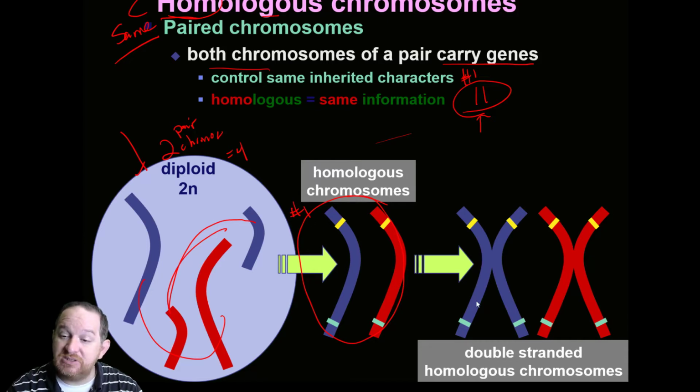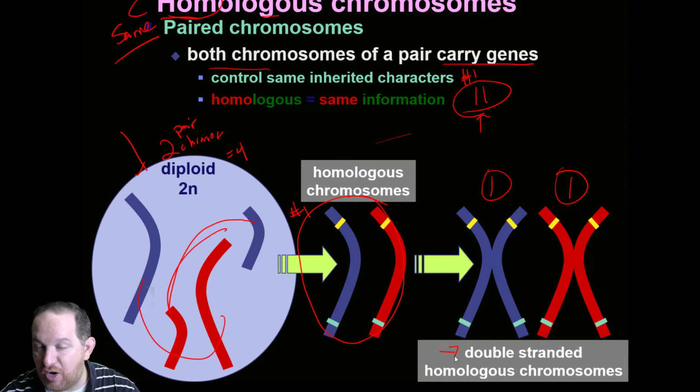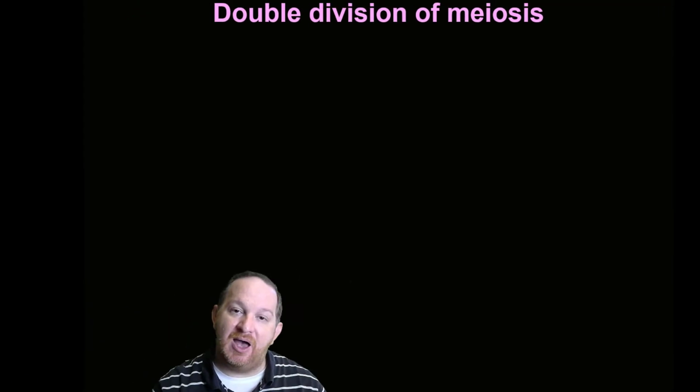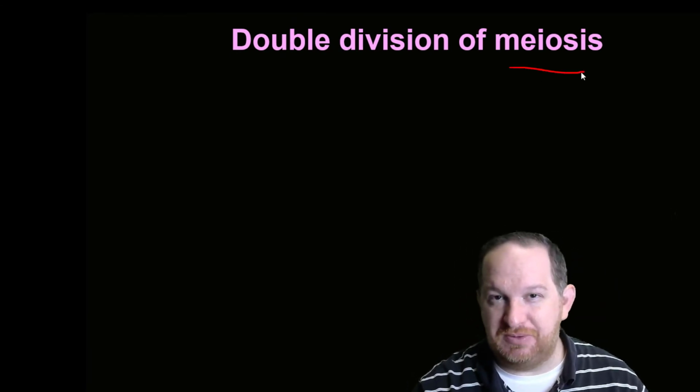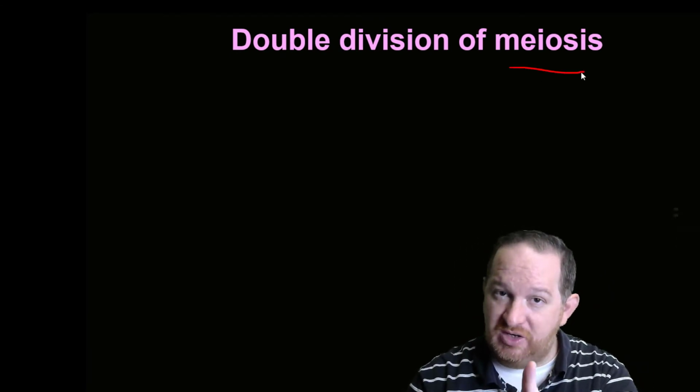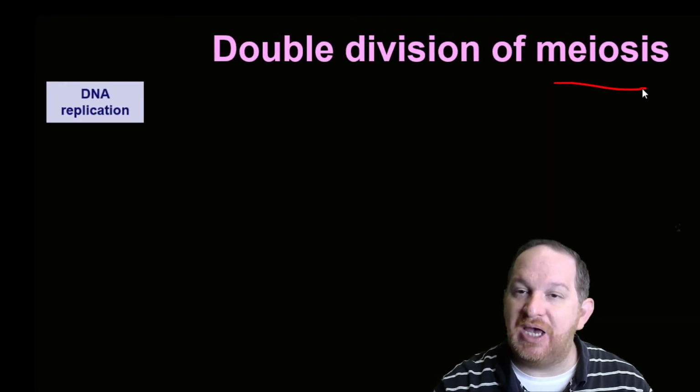Now, when those get ready for meiosis, what we'll see is those actually double. So we still have a pair. Here's one, and here's another number 1 chromosome. But they're going to duplicate, and we call this a double-stranded homologous pair of chromosomes. And you'll see that play out in meiosis. So meiosis is a double division. When we talked about mitosis, there was just one division. But in meiosis, it's actually a double division.